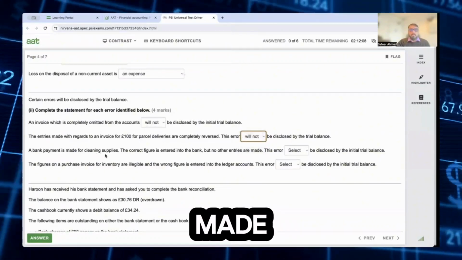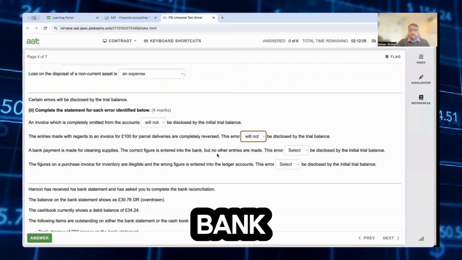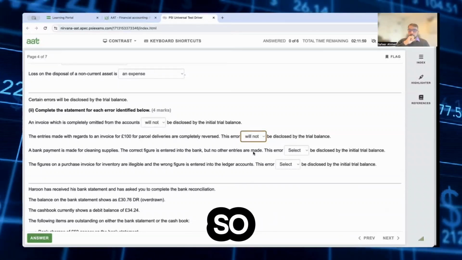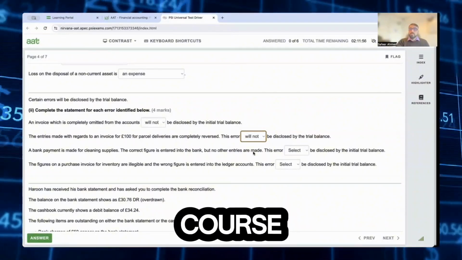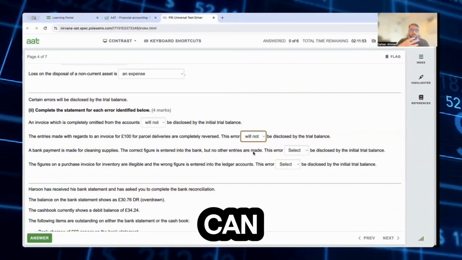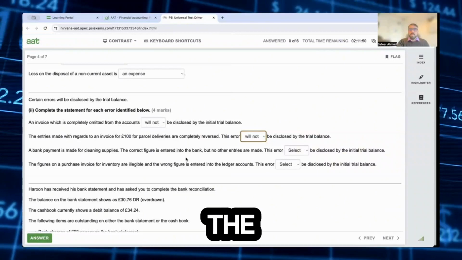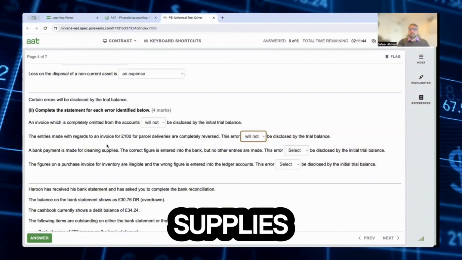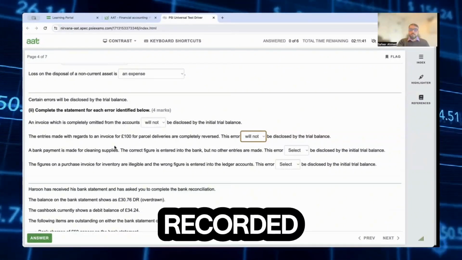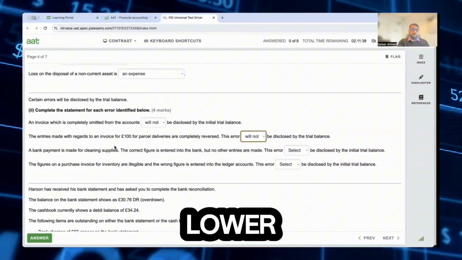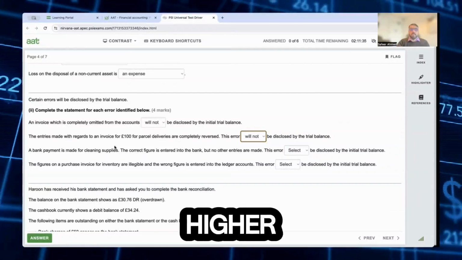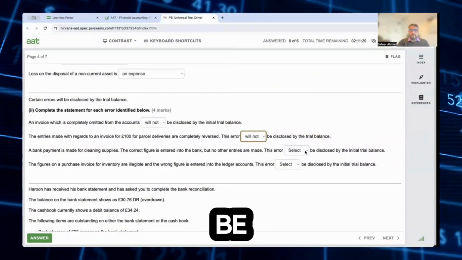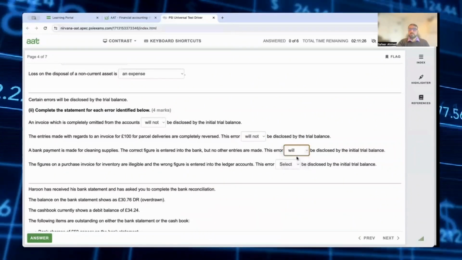Third one, a bank payment is made for cleaning supplies. The correct figure is entered into the bank account, but no other entries are made. So you can see that double entry is not being made here. So it's only recorded on one side. So of course this will be disclosed by the trial balance, because as you can see, the bank payment will reduce the bank. Okay. But what about the cleaning supplies? Of course, the expense we have not recorded. So in other words, the credit side will be lower and the debit side will be higher as a result. So therefore, this error will be disclosed by the initial trial balance.